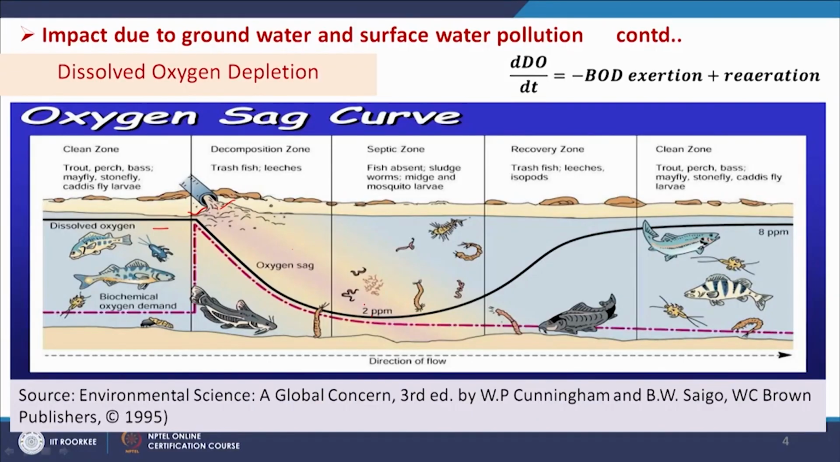So, this is an impact. Because of these pollutants, living organisms may not be able to survive in the aquatic environment, depending upon the concentration as well as the toxicity of the pollutants present in this stream. So, the severity will be different.